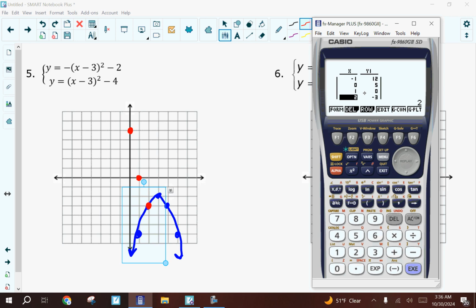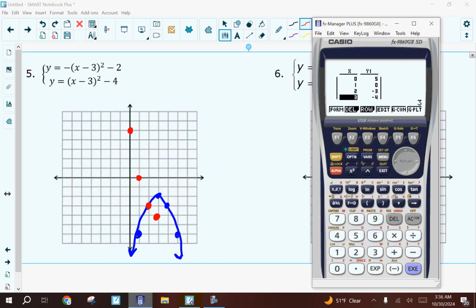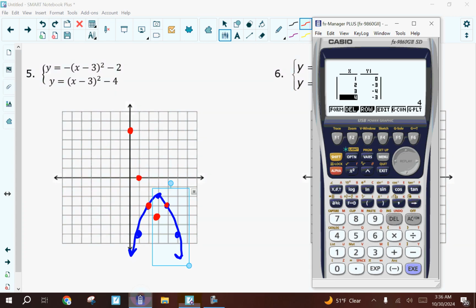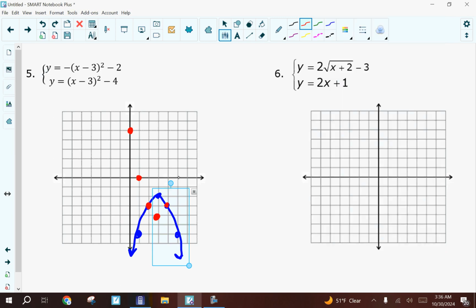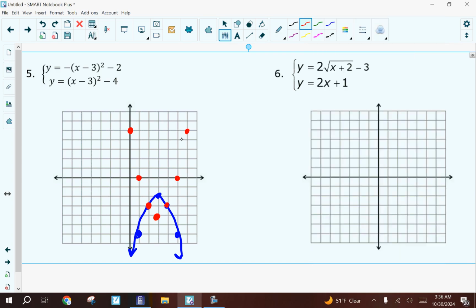So 0, 5, 1, 0, 2, 3, 2, -3, 3, -4. So 3, 1, 2, 3, 4. And then 4, -3. 5, 0. And then 6, 5. So we end up with a parabola that points up like this.